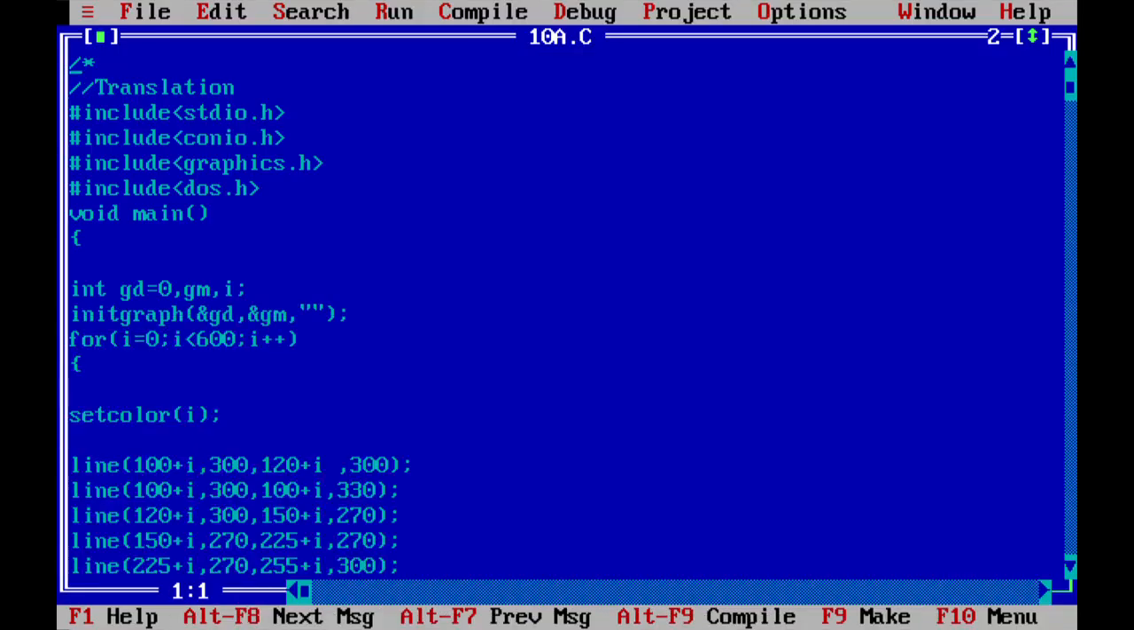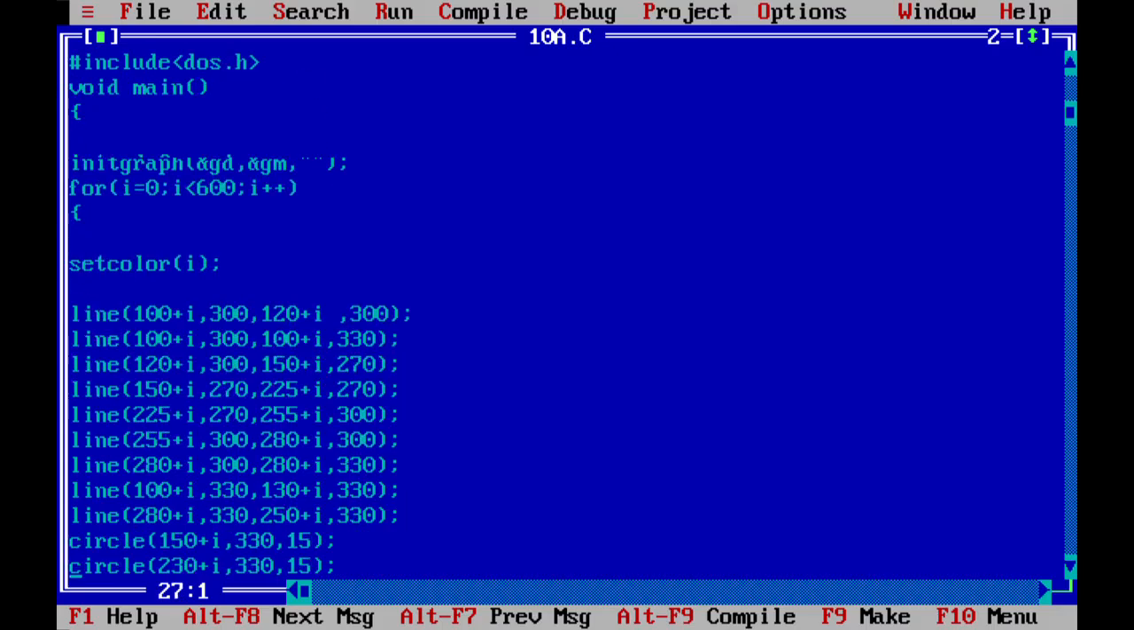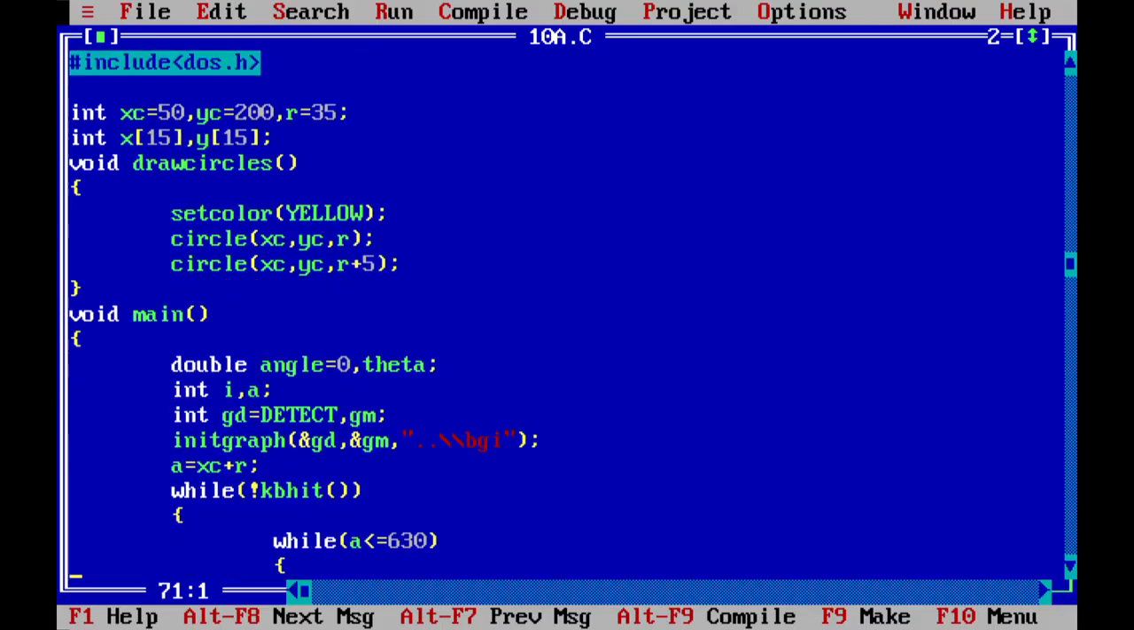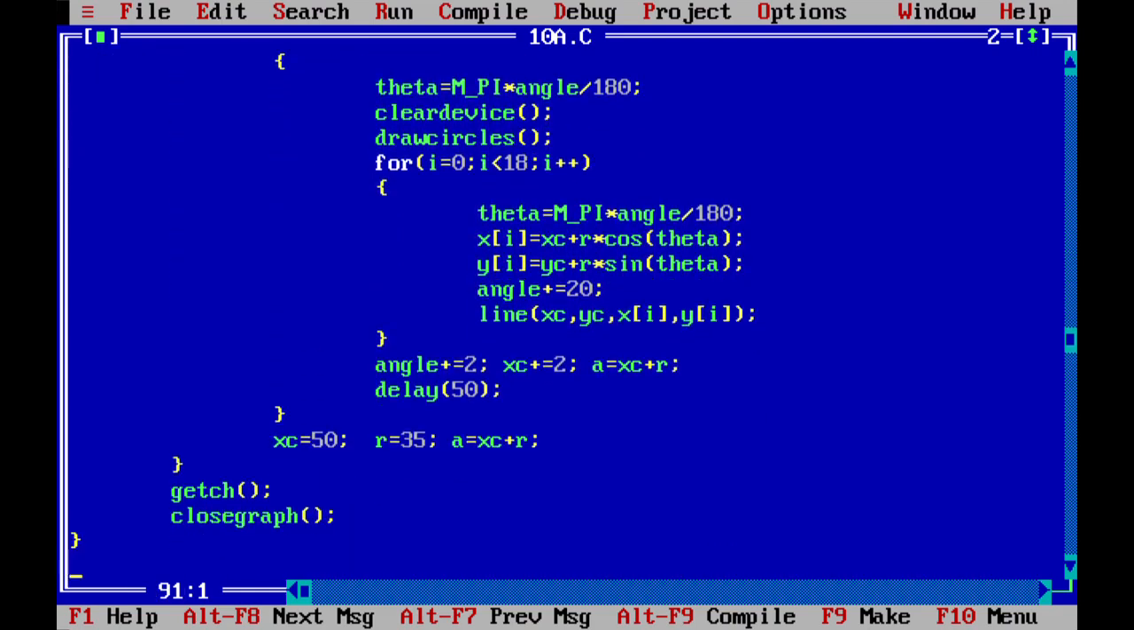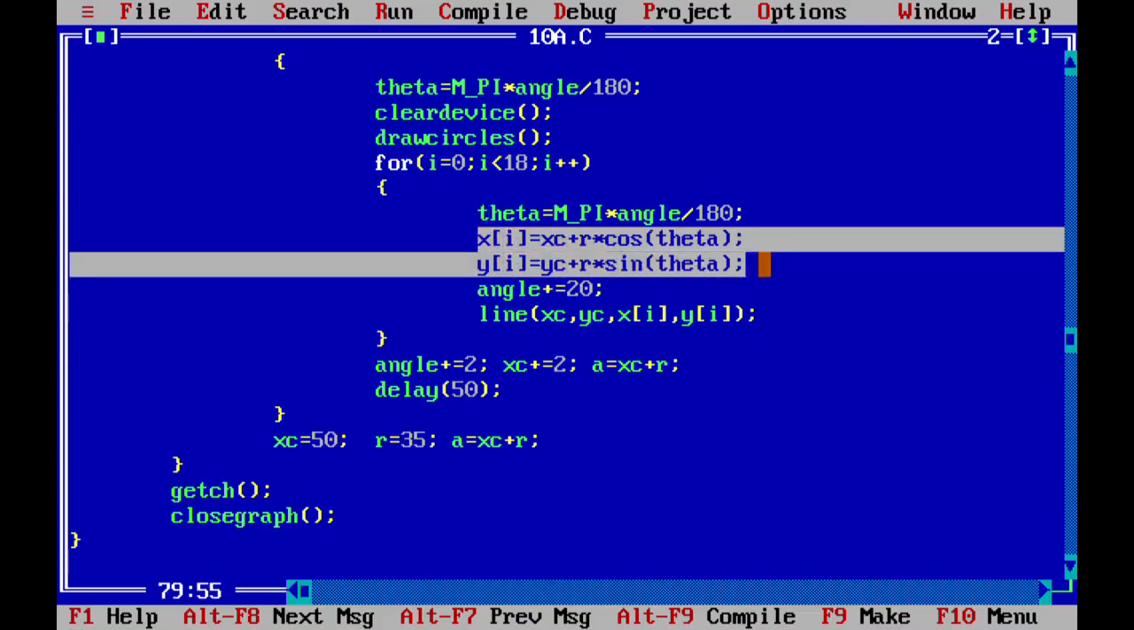So what is there in this code? You just leave all those things. Now when you see these two lines, each and every pixel of this x and y: x plus r into cos theta, y plus r into sin theta. That was the equation we have derived, right? x cos theta, y sin theta.